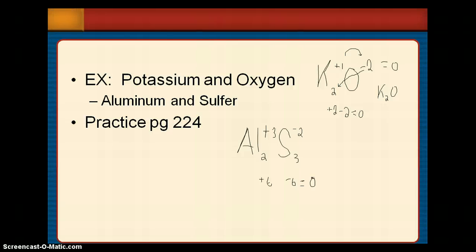You can look at the practice problems on page 224 for some examples, and Mrs. Sass can give you the answers to those after you are finished. Okay, so let's move on.